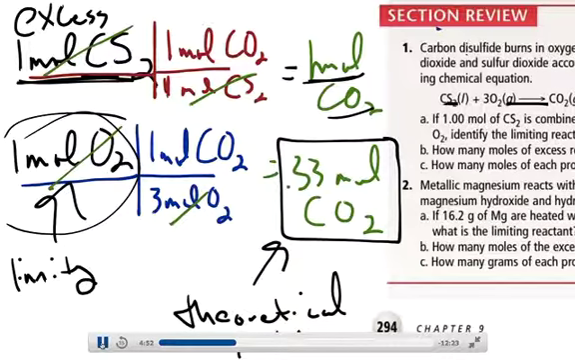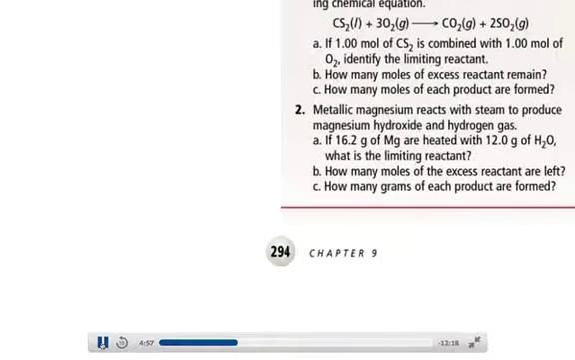So that means this is all going to be used up, and we're going to have no more oxygen, but we'll have some carbon disulfide lying around after. B is kind of an interesting question. It says, now, how many moles of the excess reactant remain? So I want to know how many moles of carbon disulfide are going to be left over after the reaction.